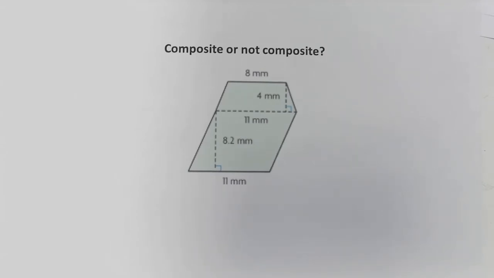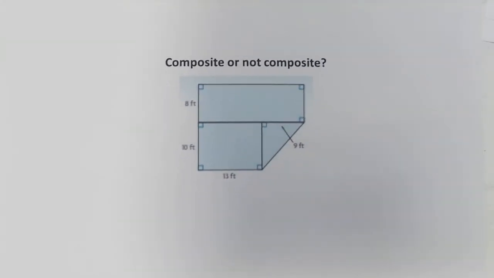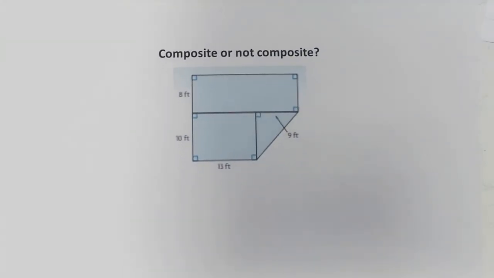Good. I heard somebody say composite. So, since it's composite, what polygons is it composed of? Correct. It is composed of two trapezoids. And what figures are trapezoids composed of? You got it. They're composed of triangles and rectangles. Y'all are really getting this. I'm glad you remember. Let's do one more together. I want to know, is this composite or not composite?